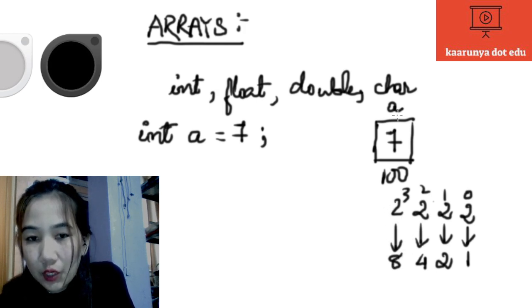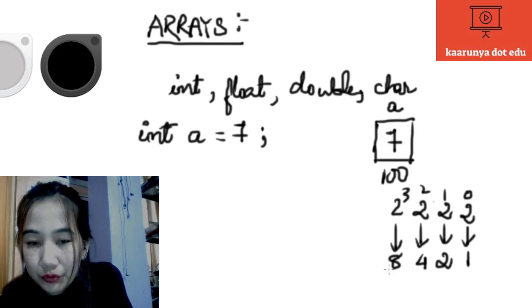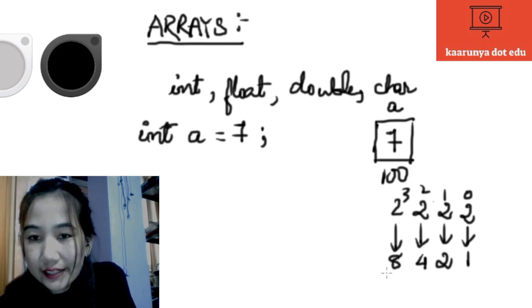But here our number is 7, so we don't need to go any further than 8, because 8 is greater than 7. So we will stop here. Whichever places we choose, when you sum them together, the total should give you the number 7. We cannot take 8 as 8 is greater than 7. So the place which is not taken will be replaced with 0.